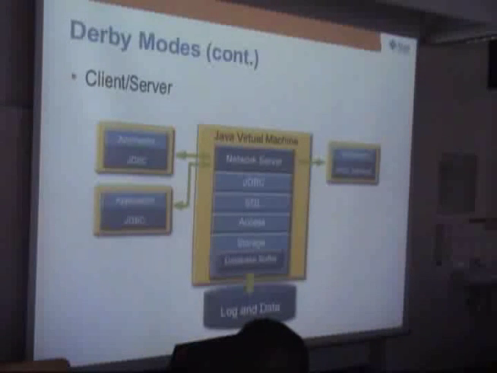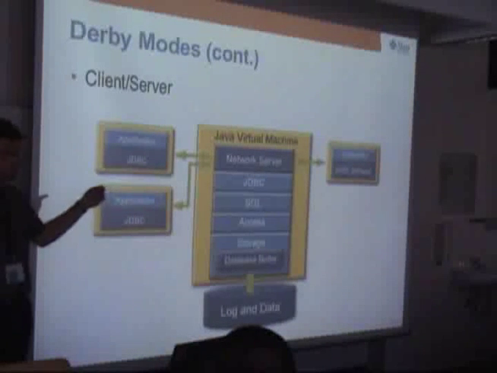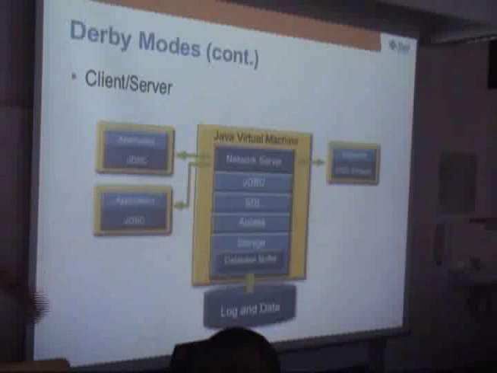Then we have the traditional client-server architecture. Nothing to tell there really, except that the network server bundled with Apache Derby uses the embedded driver internally. And you can, of course, also use your own network server framework, for instance, an application server, instead of using the bundled network server that comes with Derby.